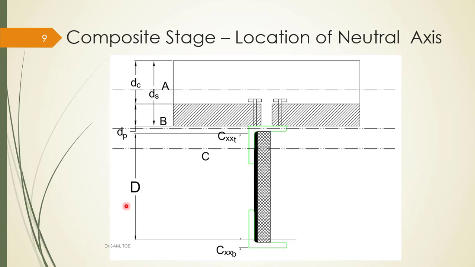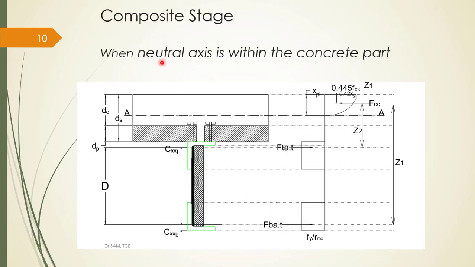So here another important thing, already I have explained that D is nothing but the CG of the top angle to the CG of the bottom angle, and this is nothing but the CG distance of the top angle from the base of the angle. This is the CG distance of the bottom angle. So here the first case is the neutral axis is within the concrete part, that is this region. So the concrete is under compression and the rest of them are in tension.